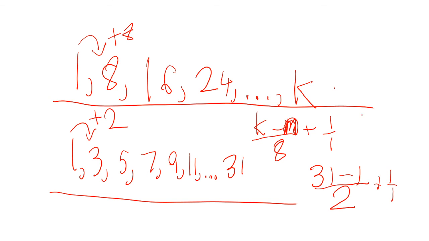31 minus 1 is obviously 30. 30 divided by 2 is 15. 15 plus 1 is 16, so there are 16 terms in this. I can kind of see where we're going with this, because 31 plus 1 is 32, and 32 divided by 2 is 16. Since these are all odd, this is just divided by 1. That's how you compute the number of terms in an arithmetic sequence.